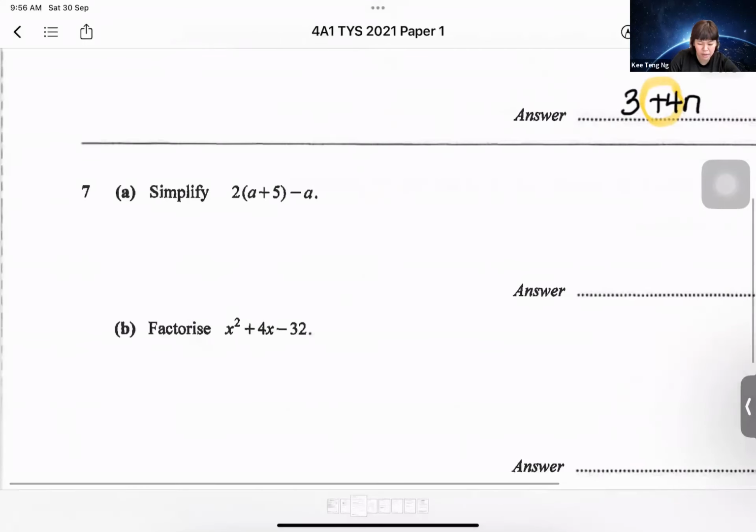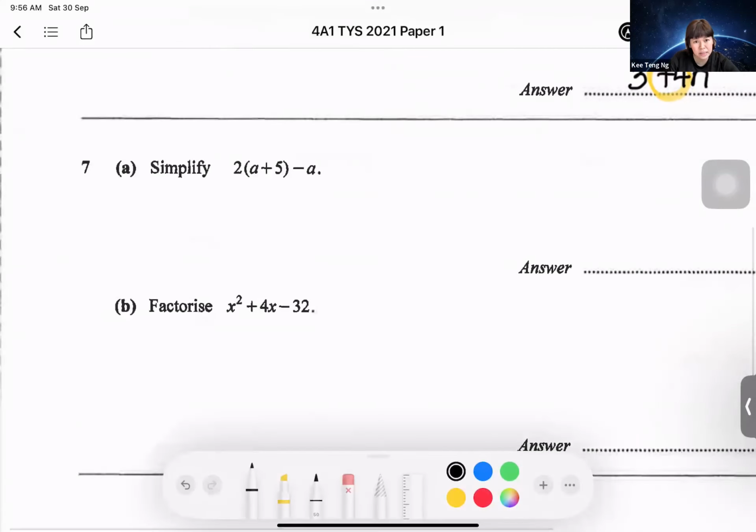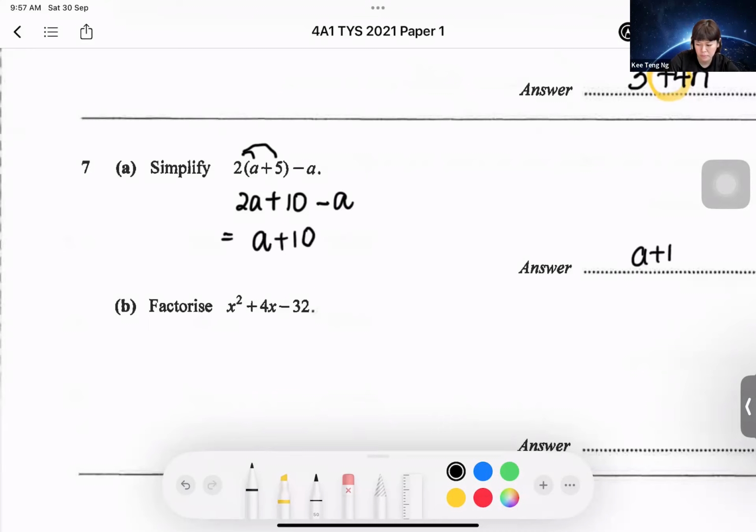Next question, number 7. Simplify these: 2a plus 5 minus 2. So the 2, we need to multiply into the bracket. Remember to multiply the one at the back as well. So 2a plus 2 times 5 as well. Remember to take note of the back side. You must multiply, so minus 8. Then now we have 2a minus a, that will give you a plus 10. Have you gotten the answer?